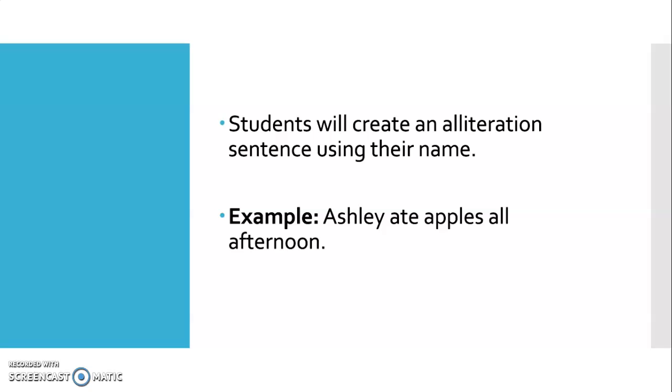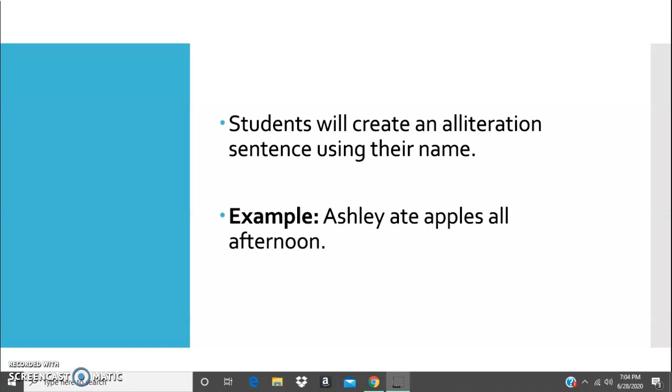So let's pretend that your name is Ashley. The sentence I'm going to write is Ashley ate apples all afternoon. Looking at the sentence, you see that the beginning letter A is repeated several times to create alliteration. Now I want you to do the same with your first name. Good luck.